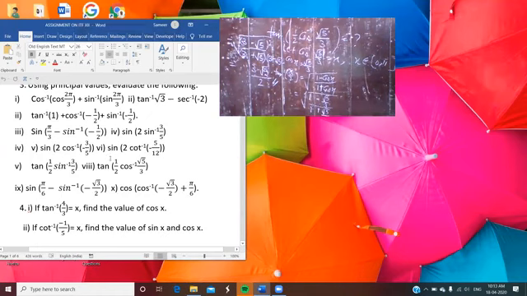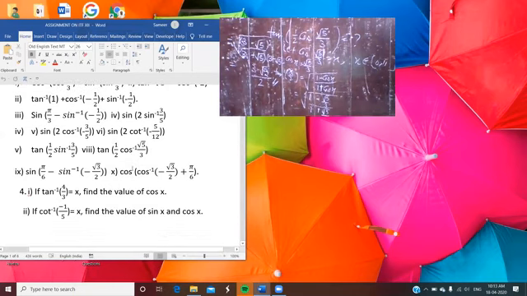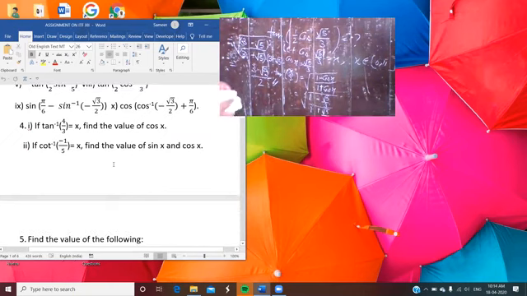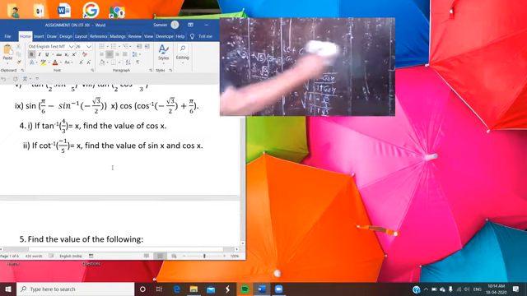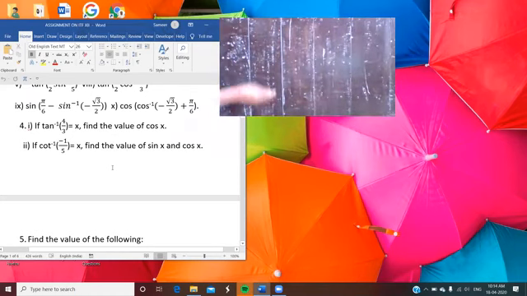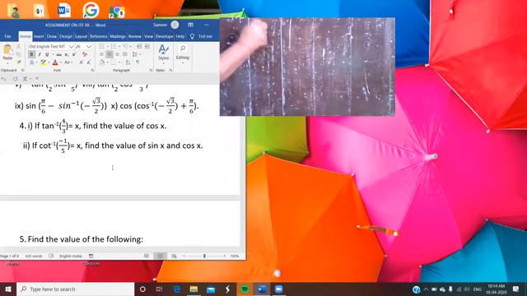Okay, so next question. Now question number 9. You can very easily find the value of the 9th part and 10th part. I am trying to solve this one also. 9th part.